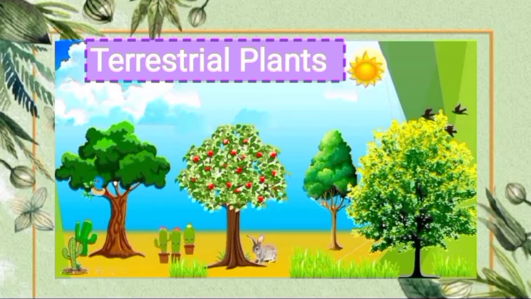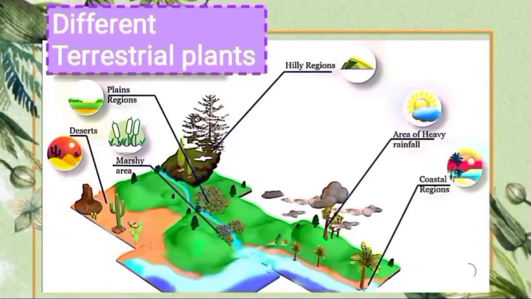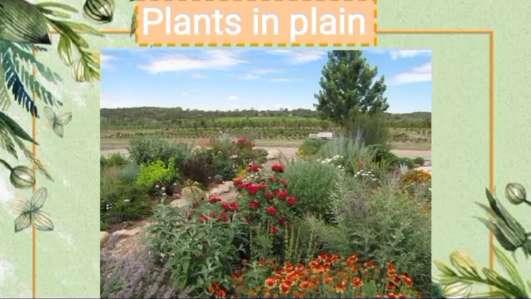These plants grow on land. Land has a variety of habitats like forest, mountain, plains and deserts. Terrestrial plants can be further divided into the following groups based on their habitat: plants growing on mountains, plants growing in plains, plants growing in deserts, plants growing in the coastal region. So from all these types, let's understand plants growing in plains.